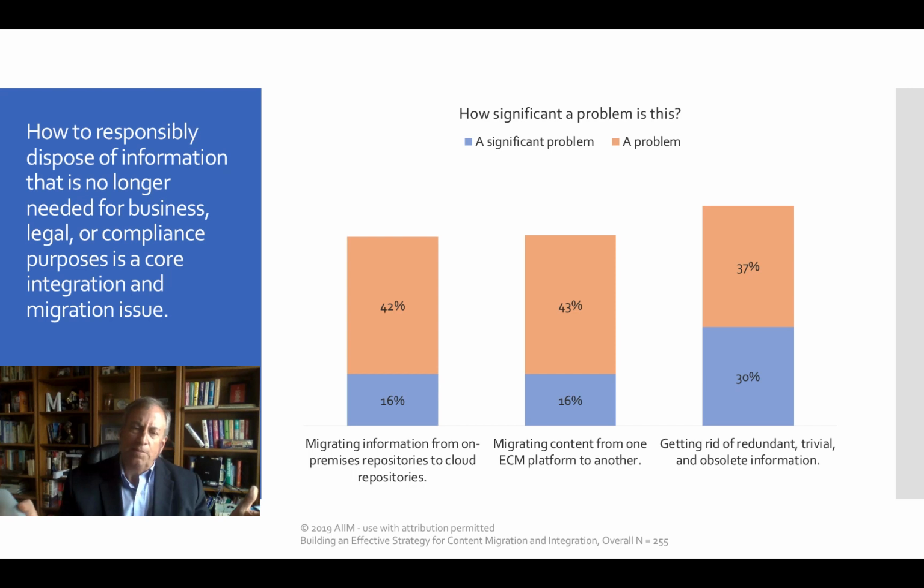And then lastly, when we ask people to think about this challenge in the context of something that's very familiar to the AIIM audience, which is this whole question of information disposition and managing redundant, obsolete, and trivial information. Clearly, you see these are significant problems that organizations are addressing.